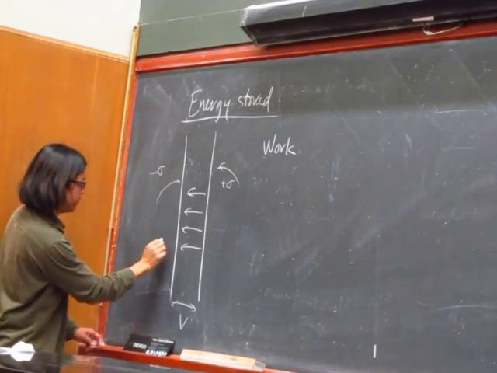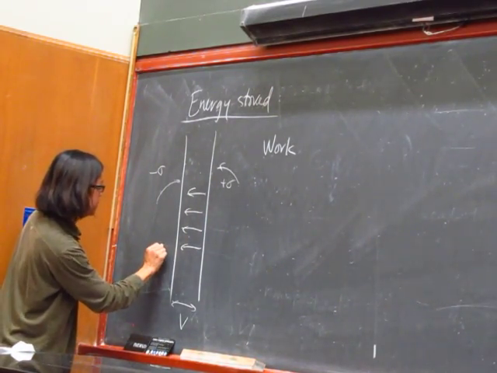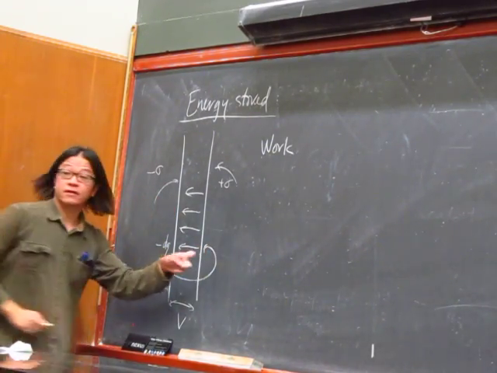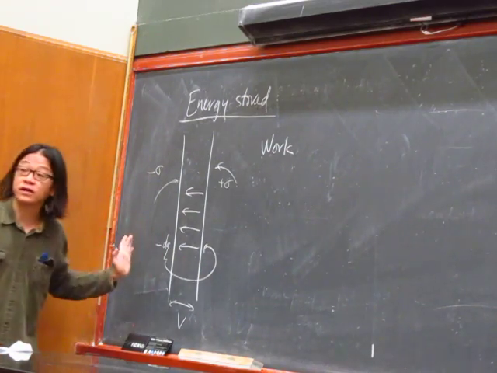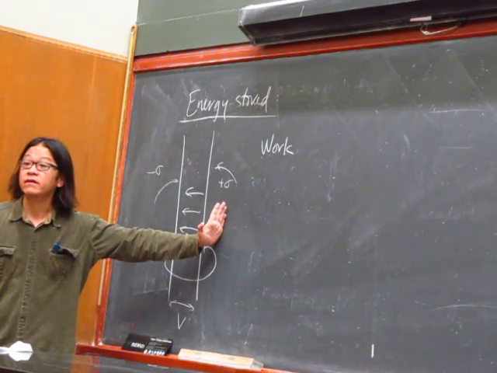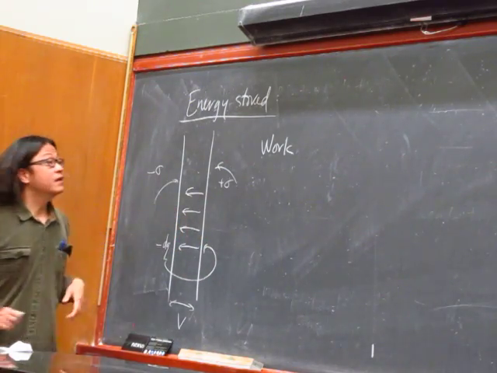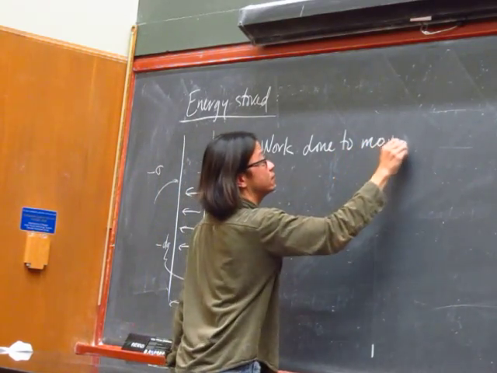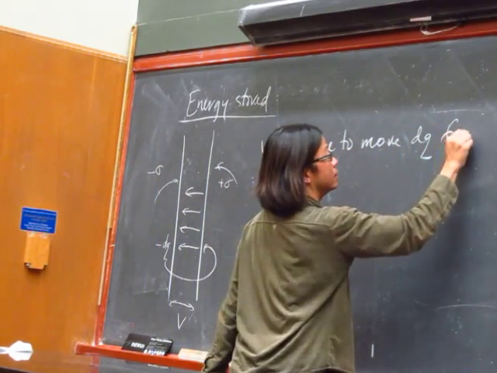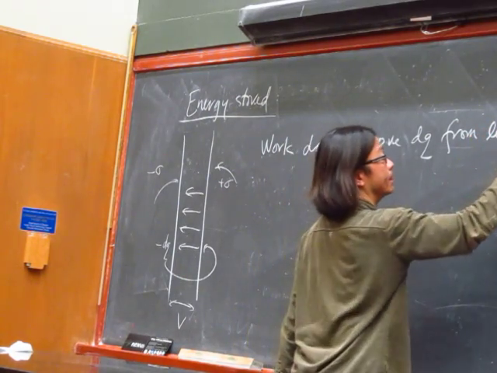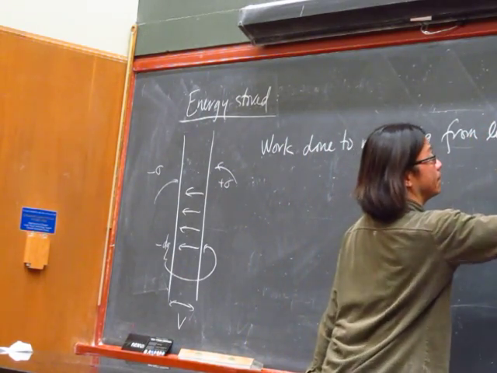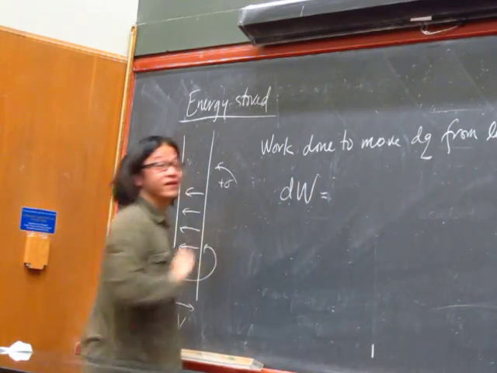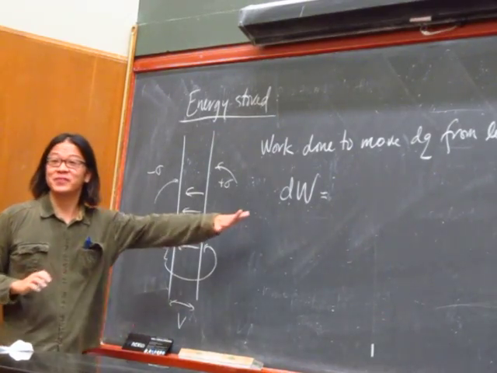If I want to move a charge minus dq from the left plate to the right plate, I need to do work against the electric field, right? So the work done to move dq from the left plate to the right, W, is equal to, we'll do it right now.